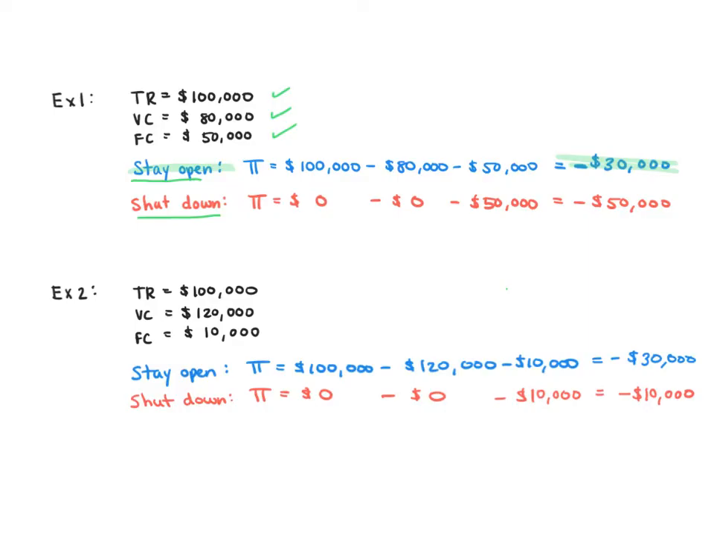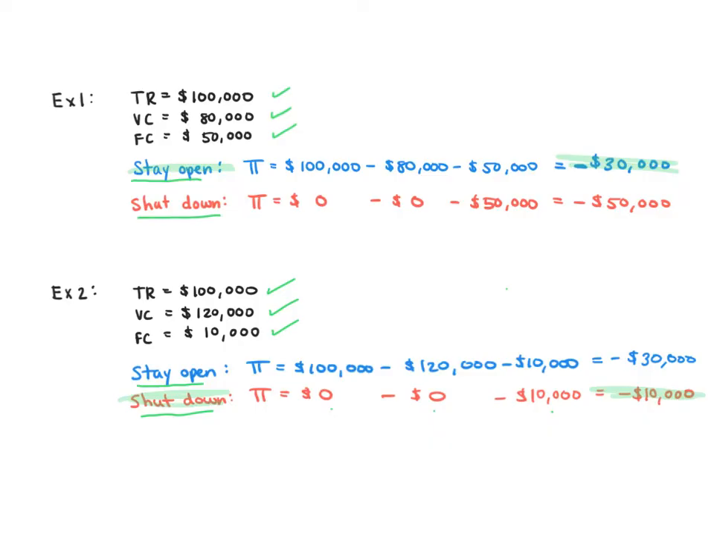Let's compare this to example 2. In example 2, we have a firm that, if it stays open, will generate $100,000 in total revenue. This firm, if it stays open, will incur $120,000 in variable cost, and regardless of whether it stays open or shuts down, will pay a fixed cost of $10,000. If this firm stays open, its profit will be, again, a $30,000 loss. However, if this firm shuts down, again, it won't have any revenue, it won't have to pay any variable costs, those are avoidable, but it will still have to pay its fixed cost of $10,000. In this situation, we see the better choice is for the firm to shut down because by shutting down, it makes a smaller loss or a bigger profit.